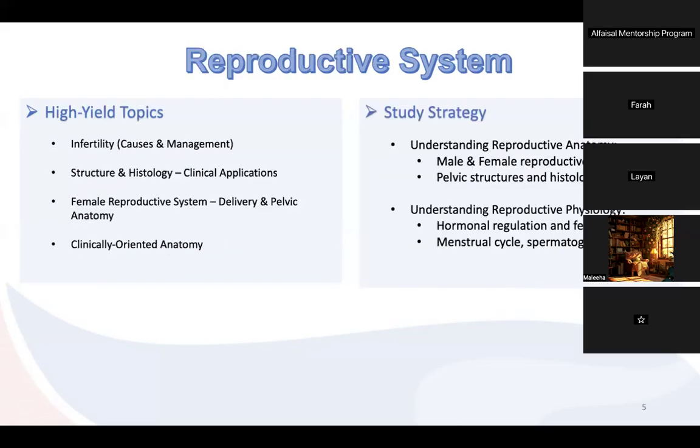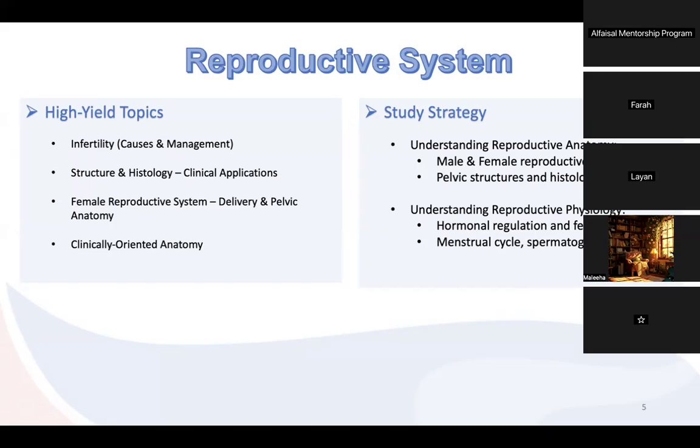For the reproductive system, these are the high yield topics. You have infertility with its causes and management. You have to focus on the clinically oriented anatomy and histology also. So, for example, if there is a specific epithelial lining for a specific organ, you have to understand why this is the lining for this organ. So you have to have a clinical reasoning for everything that you're memorizing and studying.